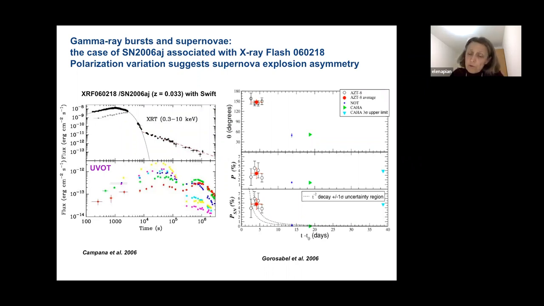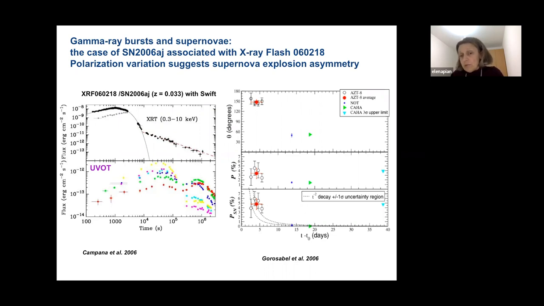In fact, you should particularly look at the bottom panel, because that's corrected polarization, corrected for the contribution of host galaxy and afterglow. And it shows a highly variable polarization of the supernova with time. So type Ic core collapse supernovae have potentially very highly asymmetric explosions. They can be very asymmetric sources because the exploding star is rotating, is a massive star with rotation.